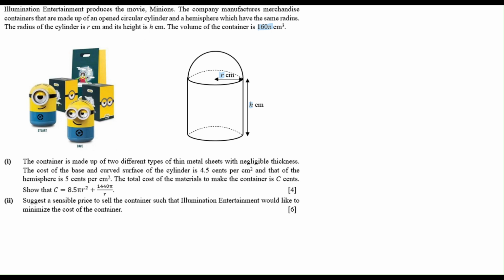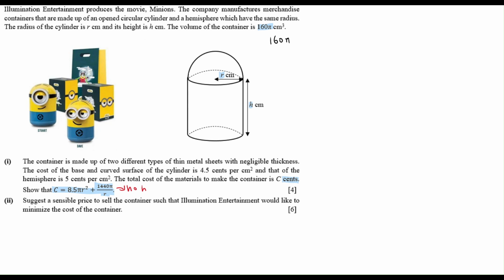The objective of part 1 is to find the total cost of the material used in terms of cents and show the equation given to us. Now, notice that in this equation, there is no variable H, which means that we will have to get rid of H by expressing H in terms of R. So how do we do that?